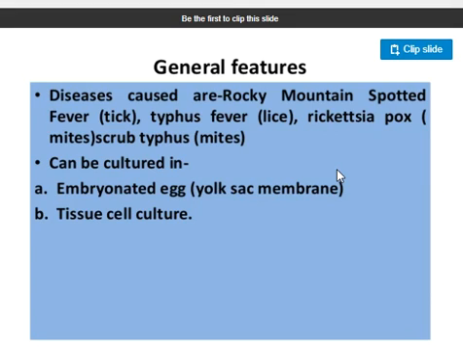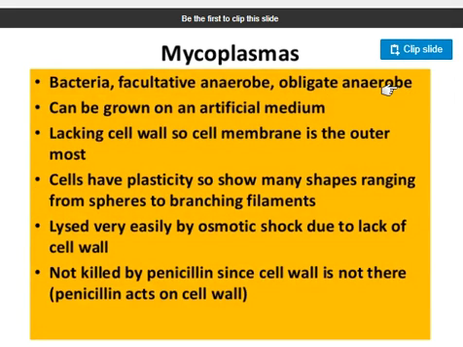When we look at the culture of Rickettsia, mostly two media are preferred for their growth, that is the embryonated egg, that is the yolk sac membrane, and next is tissue cell culture, and in this way Rickettsia can be cultivated.